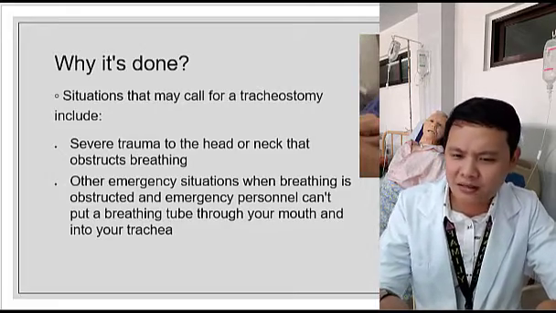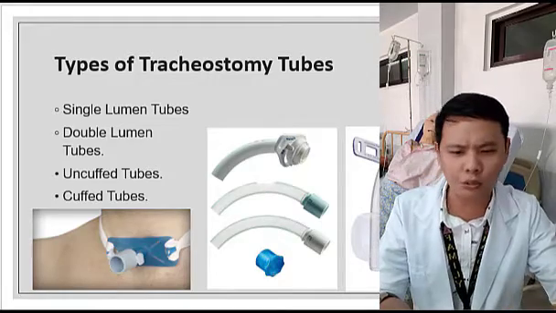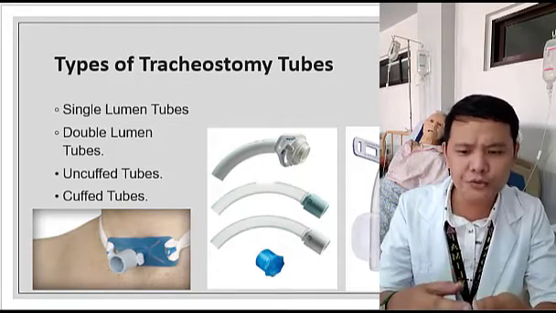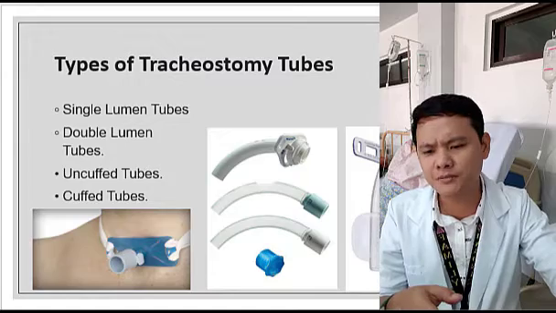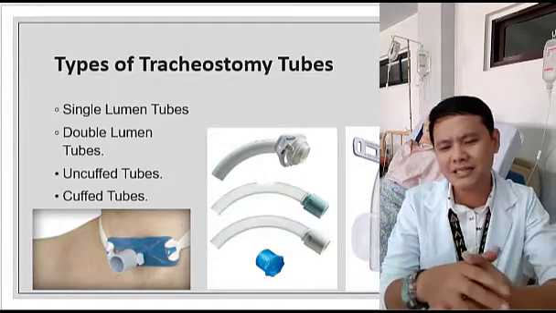Okay, what else? There are actually different types of tracheostomy tubes. So, we have the single lumen tubes, double lumen tubes, uncuffed tubes, and we also have cuffed tubes. What else? We have fenestrated tube, adjustable flange tube. So, we will discuss them one by one.